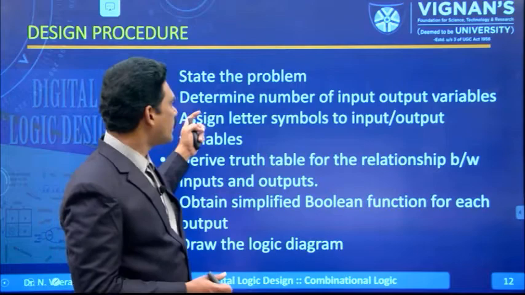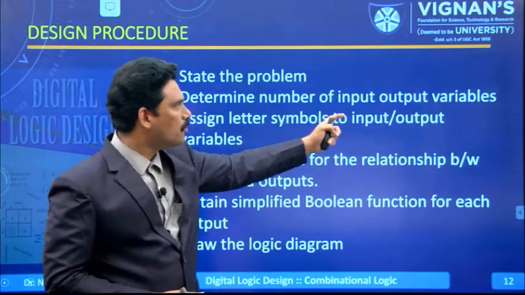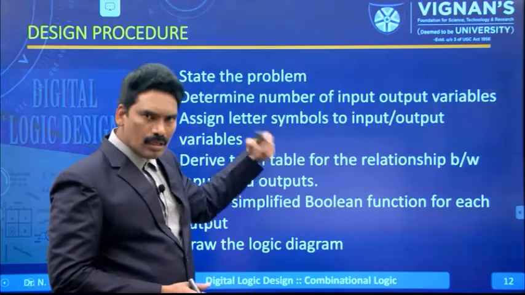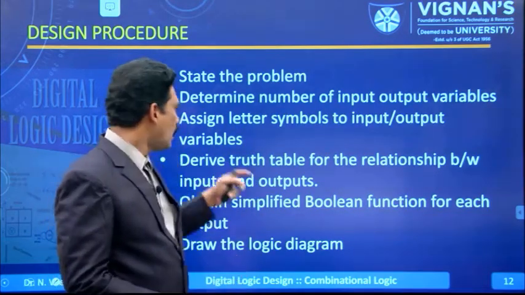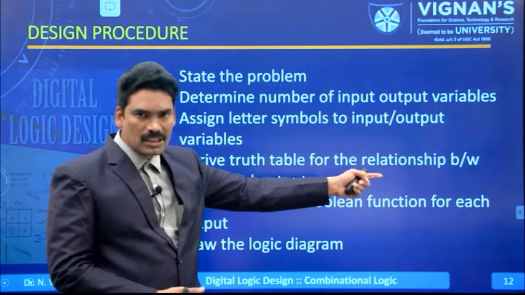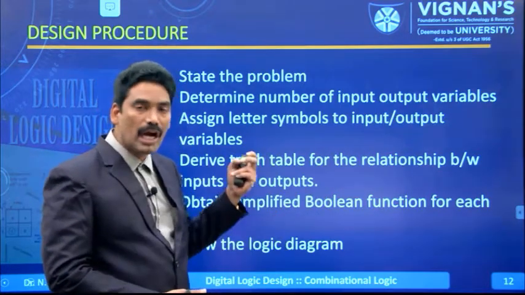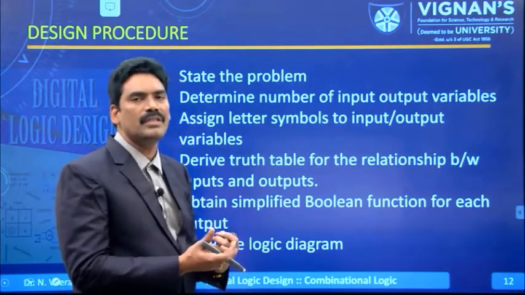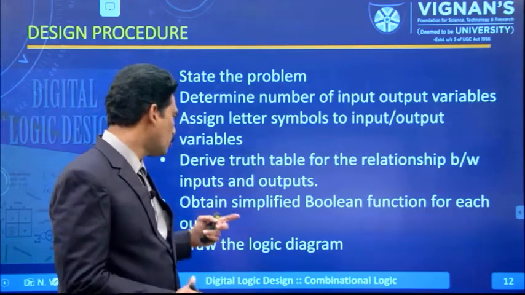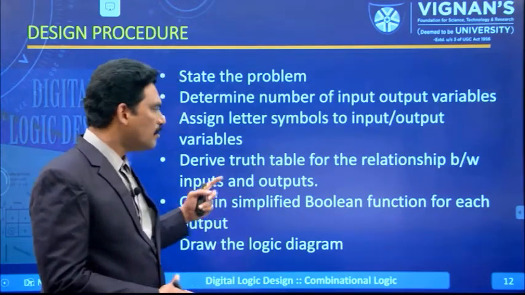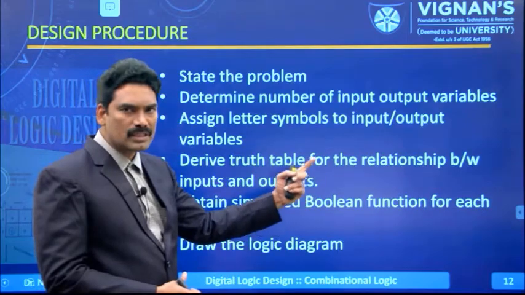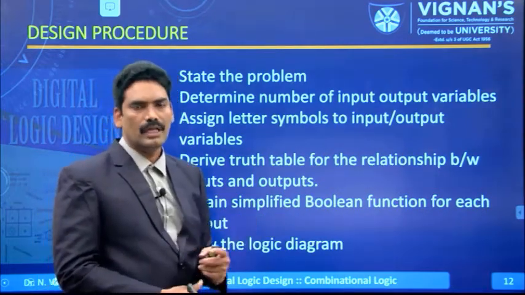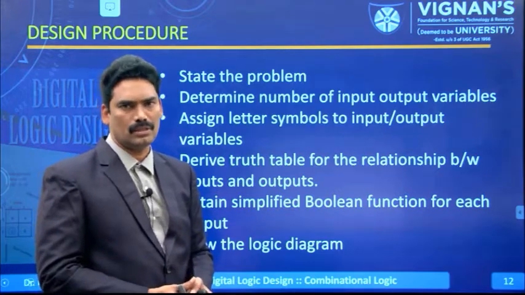So determine the number of input and output variables, and next assign letter symbols for the input and output variables, and derive the truth table for the relationship between the input and output variables. So we have to derive the truth table for the relationship between the input variables and output variables, and obtain the simplified Boolean function for each output, and draw the logic diagram for that. This is the design procedure for a combination circuit.